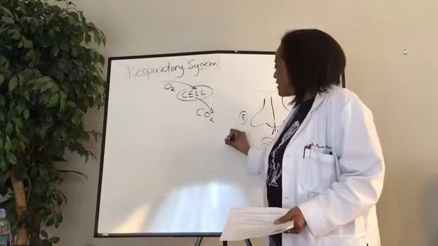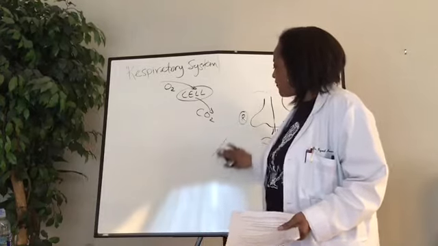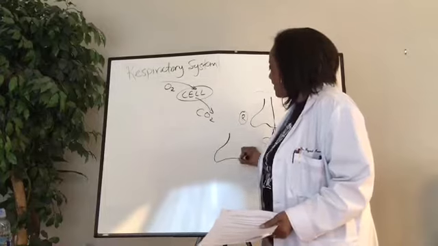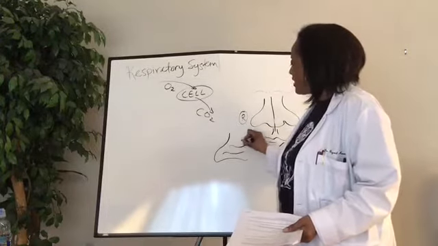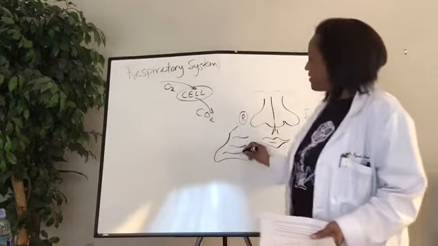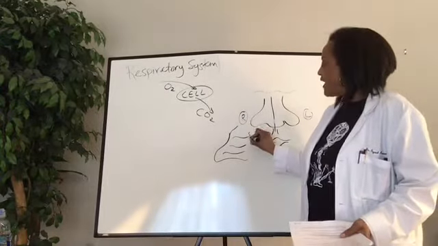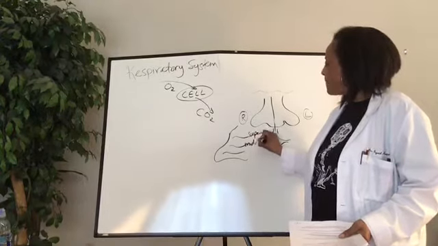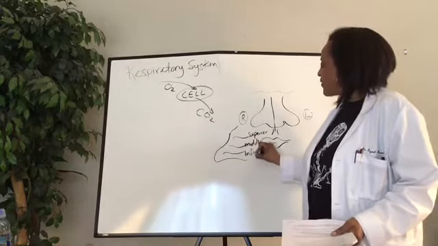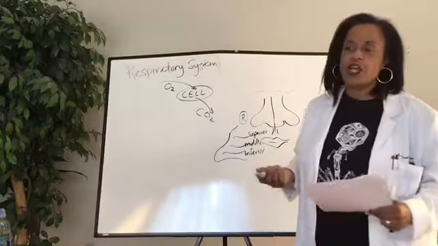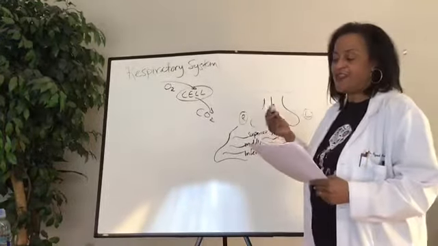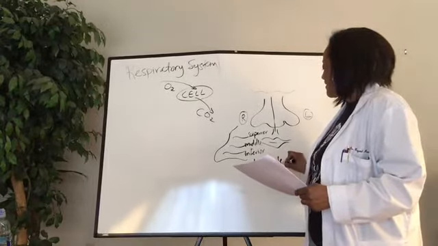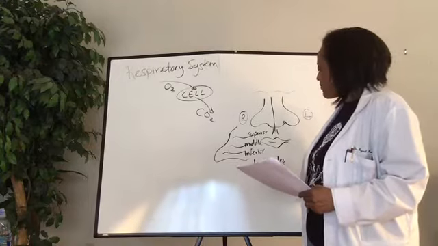Let's give a side view of the nose. Let's try this way. All right. So these little layers here. This is the top one, this would be the superior. This is the middle. And this is the inferior. And you could call them, I interchange them, turbinates or nasal concha.